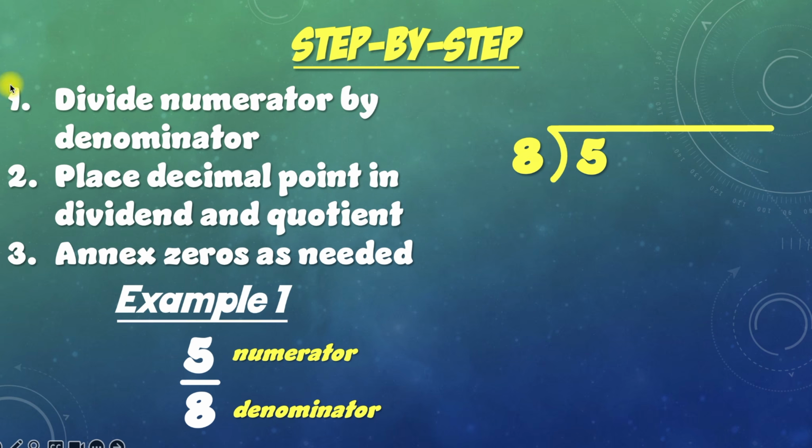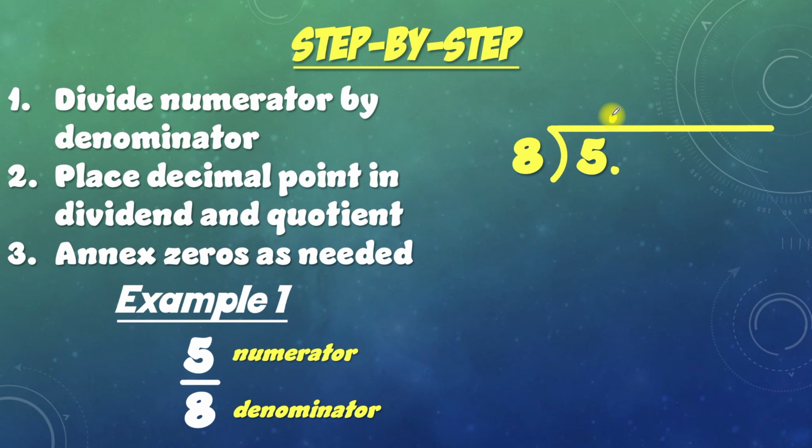So now that we're done with step 1, we can go to step 2, which is to place a decimal point in the dividend and the quotient. The dividend is the number inside the long division notation. So I'll place a decimal point right here behind the 5. So that is the decimal point in the dividend, and the quotient is right above the long division notation. So we'll put it right above that other decimal point here.